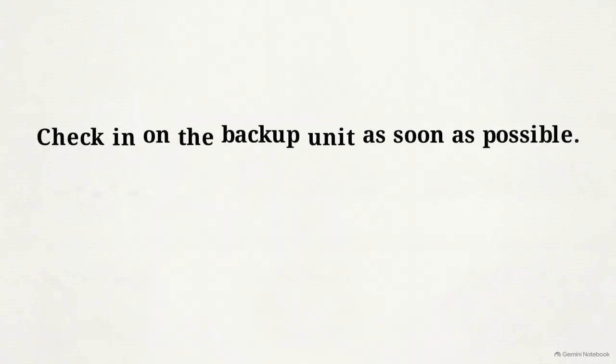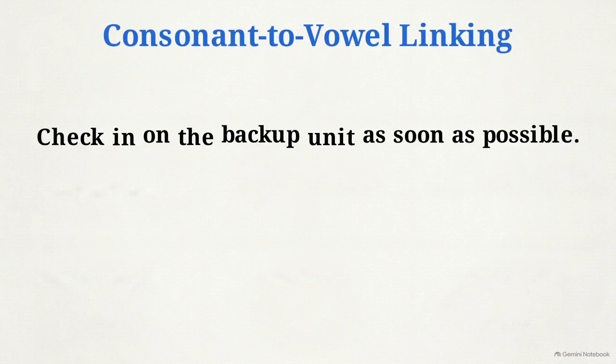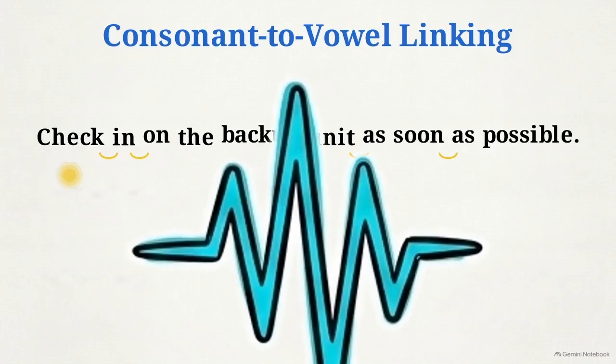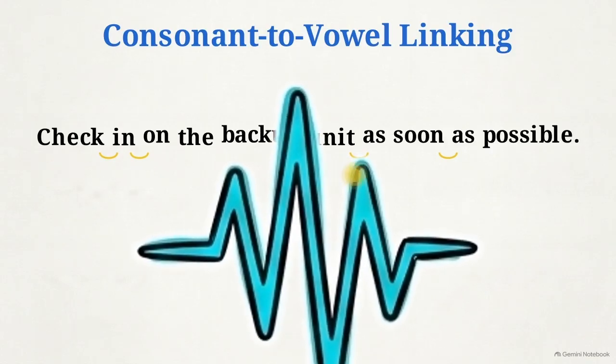The second rule is consonant to vowel linking, which requires never stopping the airflow in your throat. You drag the final consonant into the starting vowel of the next word. Check in sounds like check in. Let's shadow this together. Keep the stream of air continuous.